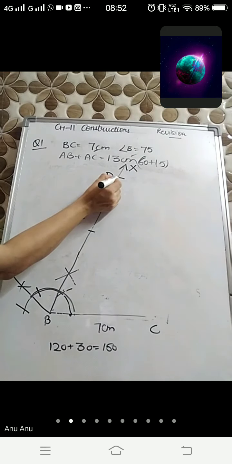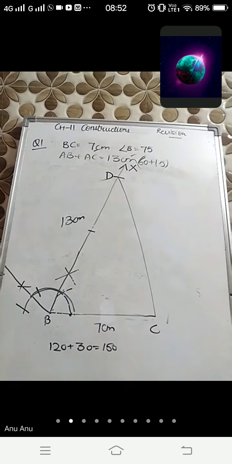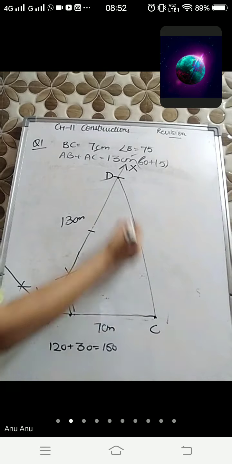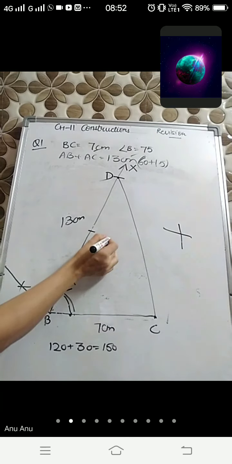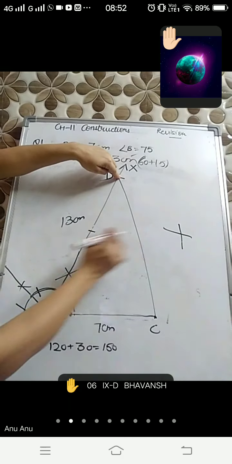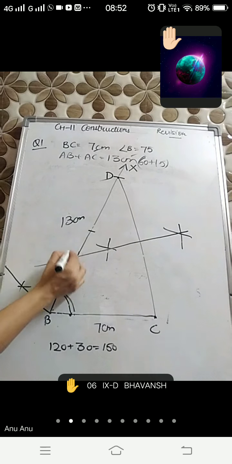Now what you will do, you will join C and D. You will join C and D, and you will make the half of CD by taking the radius equal to half or more than half of CD. So from here, you will draw the arc on either side of CD, and when you join this, they will cut here at A.